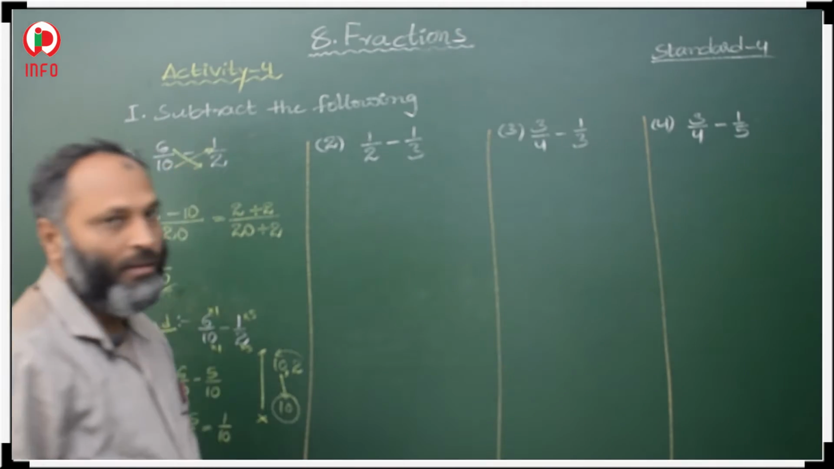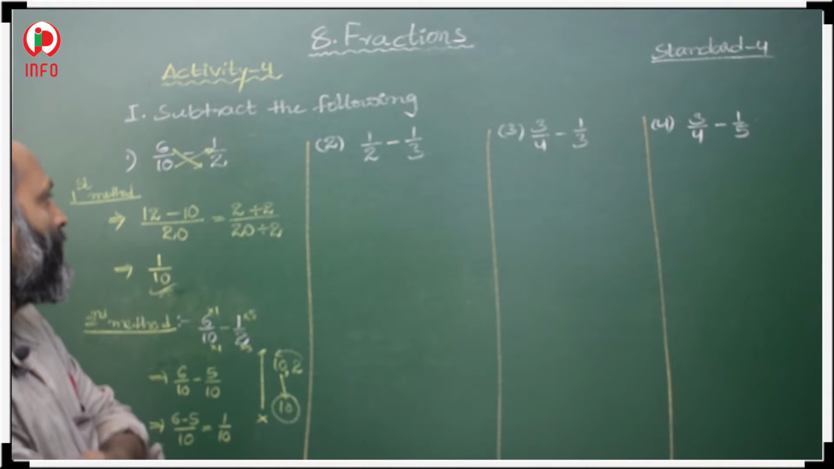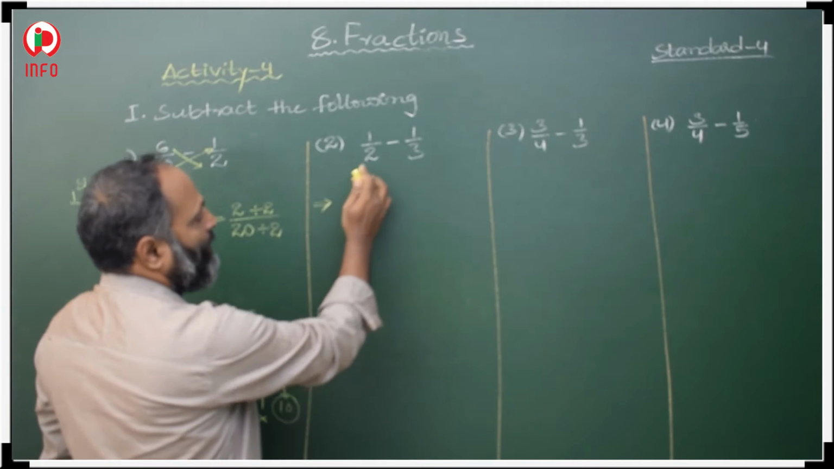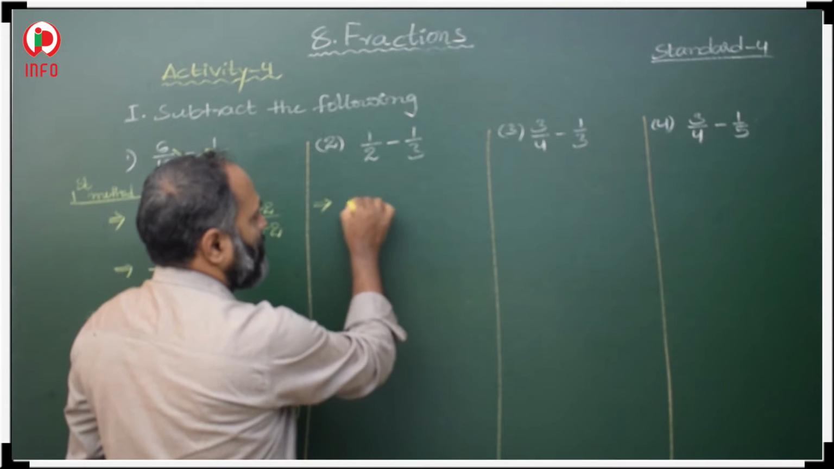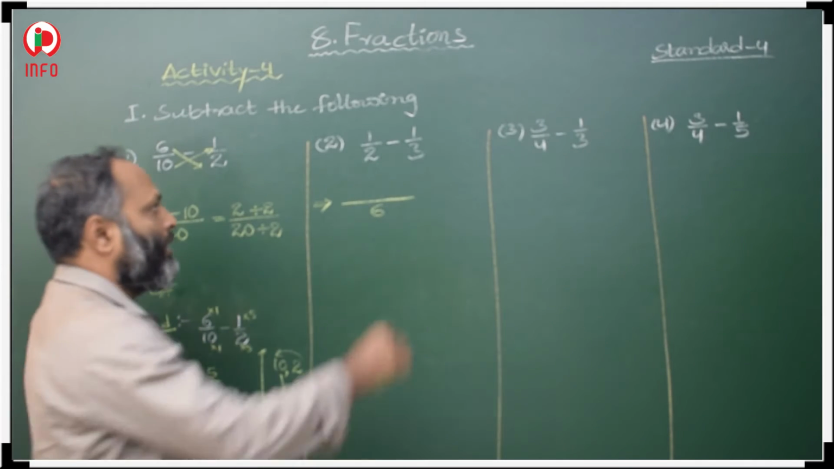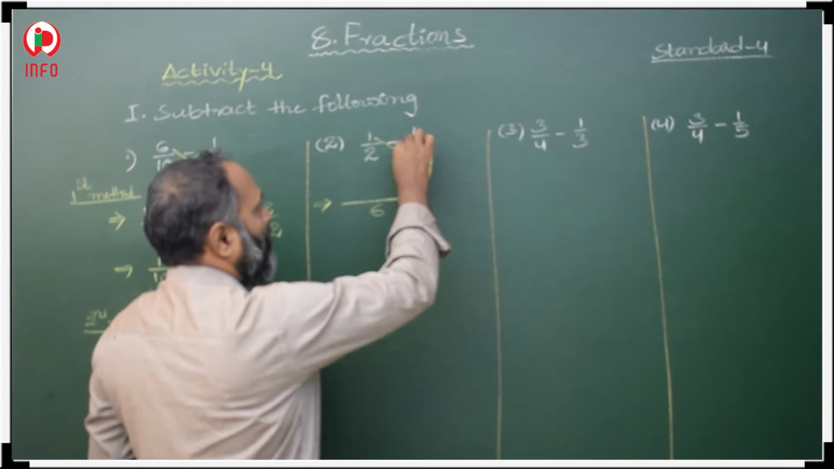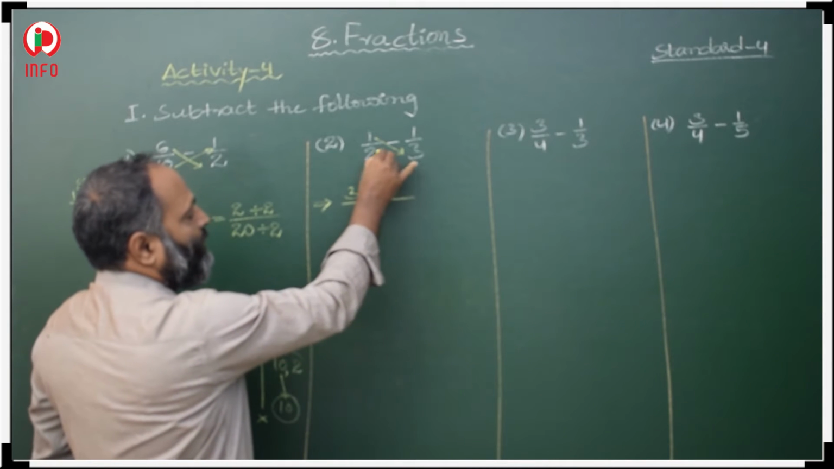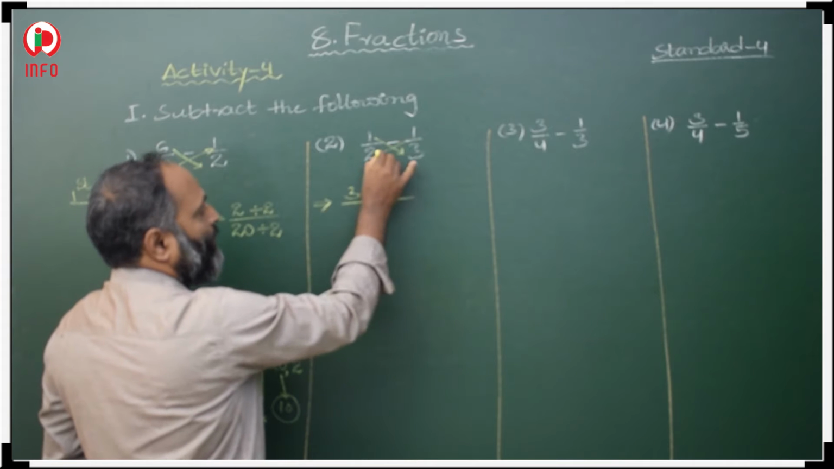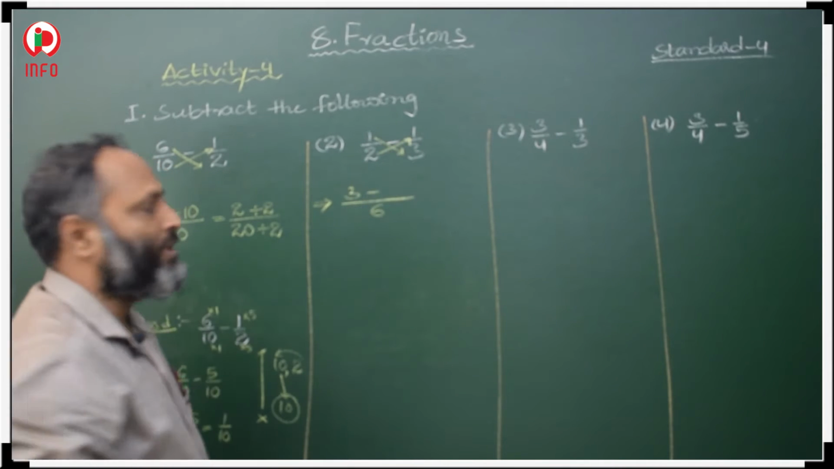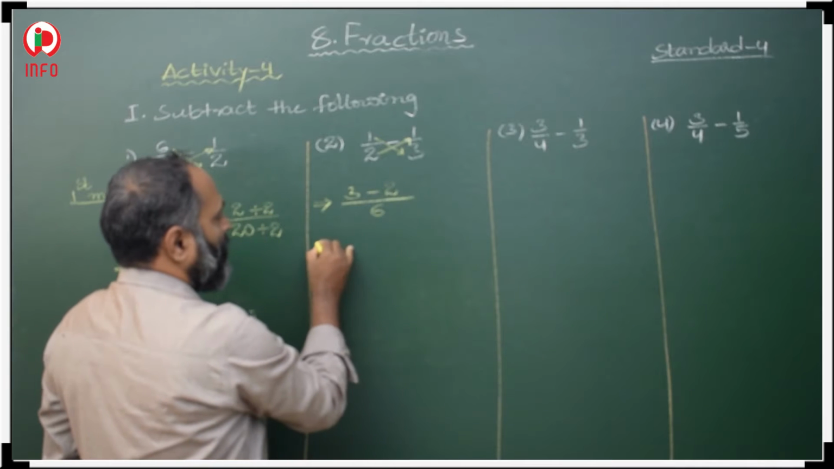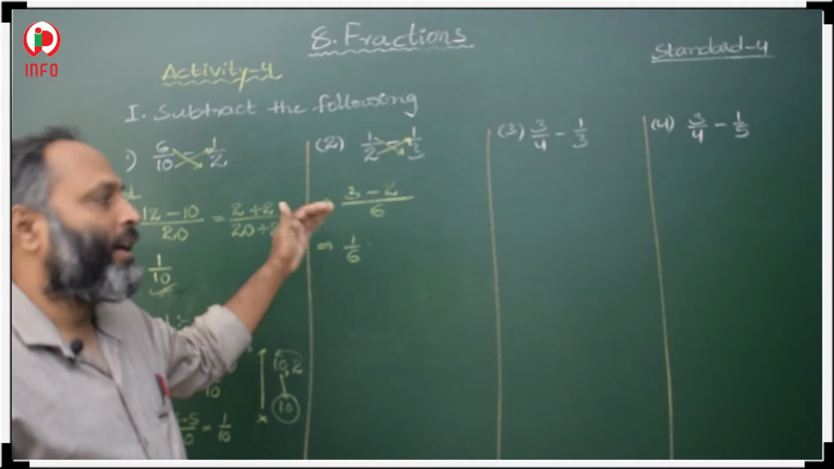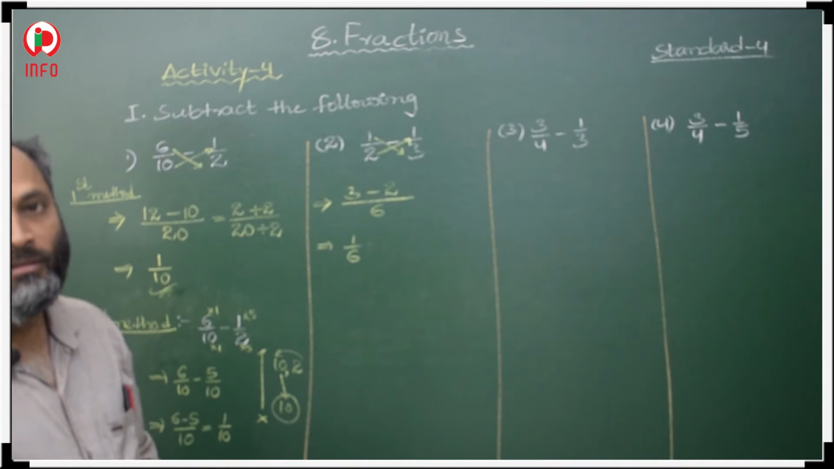Okay. Now in the second question, I want to follow the first method. What do we have to do in the first method? We have to multiply: 2 3s are 6. Now the first fraction numerator with the second fraction denominator: 1 3s are 3, minus the second fraction numerator with the first fraction denominator: 2 1s are 2. Then 3 minus 2 is 1. 1 by 6. 1 by 6 is in simplified form and also a proper fraction. This is our answer.